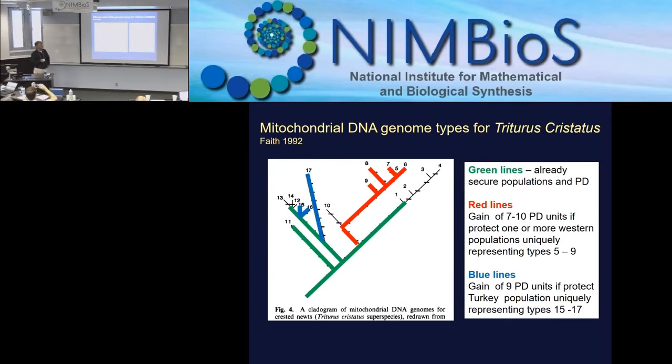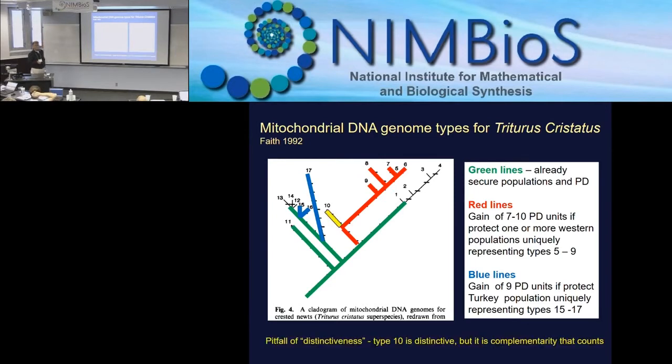Similarly, as shown by the blue lines, we could make a gain of 9 PD units if we protected the populations in Turkey, uniquely representing types 15 through 17. So this was an important principle. Many people over the 25 years have regarded PD as another index, particularly the ecologists who already have 100 indices of diversity. But in fact, PD is something you would want to maximize as a measure of biodiversity. But the measures that you use for decision making are measures like endemism or complementarity and so on. And that's an important principle.